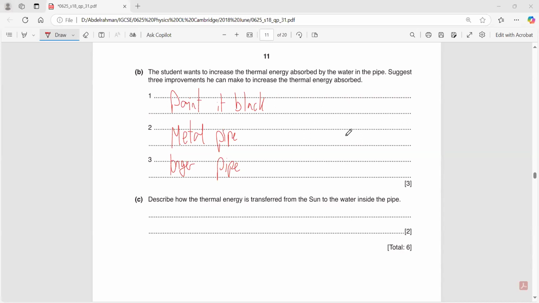Describe how the thermal energy is transferred from the sun to the water inside. Why do we use a longer pipe? So that the water spends more time in the sun, so that it can absorb as much energy as possible. If the water keeps on moving for a longer distance in the sun, it will get hotter eventually.